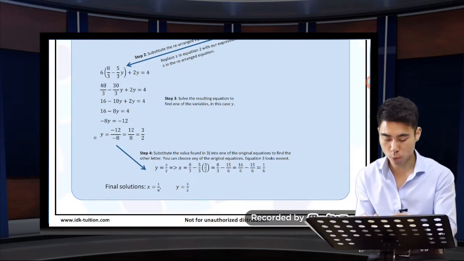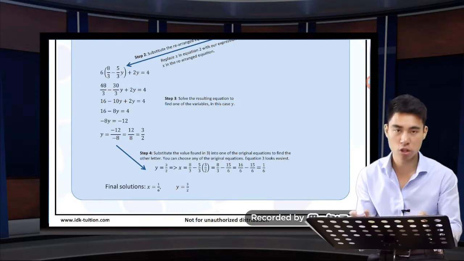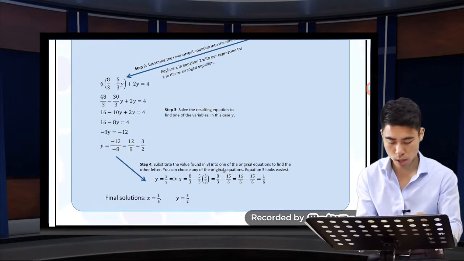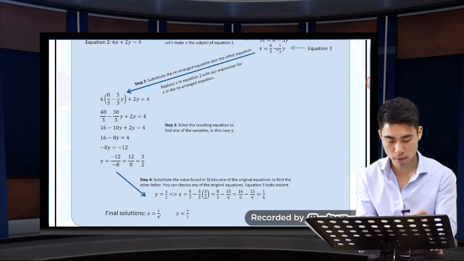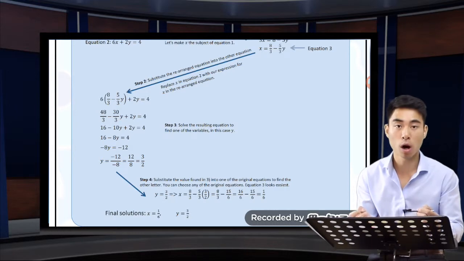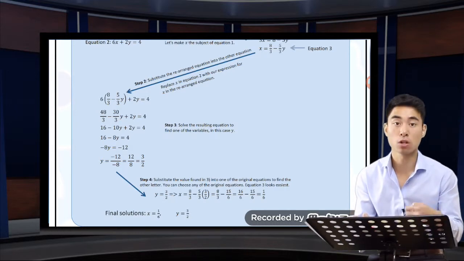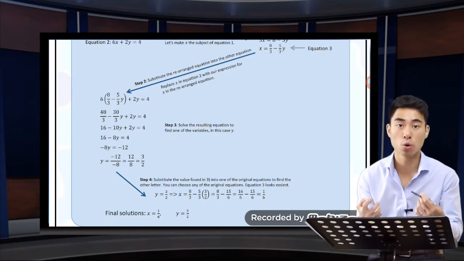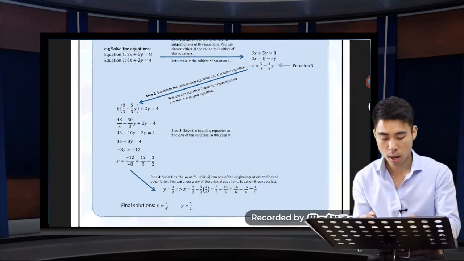And once I found my y value down here, I just substituted it back into one of my original equations. So I chose this one here, made things nice and easy, and then obtained my final value for x. Okay, so final answer, you need a solution for x, a solution for y. You solve those two equations simultaneously.